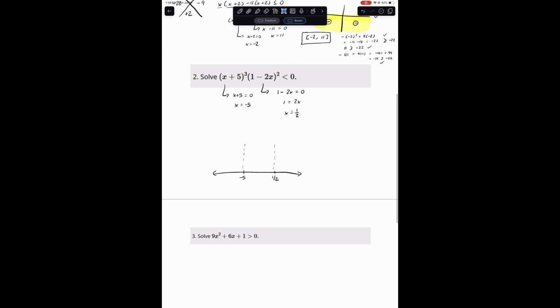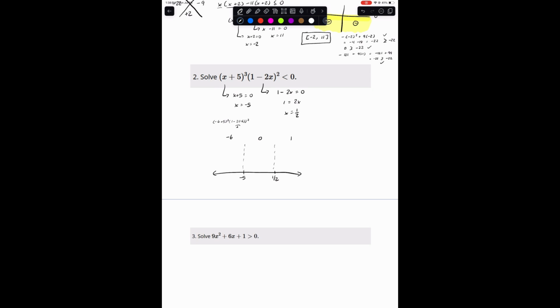Bingo. Okay. So we can test the point in between. So we can do like 0 right here. We do 1 and negative 6. Okay. So for negative 6, we have negative 6 plus 5 cubed, right? And then 1 minus 2 times negative 6 squared, right?